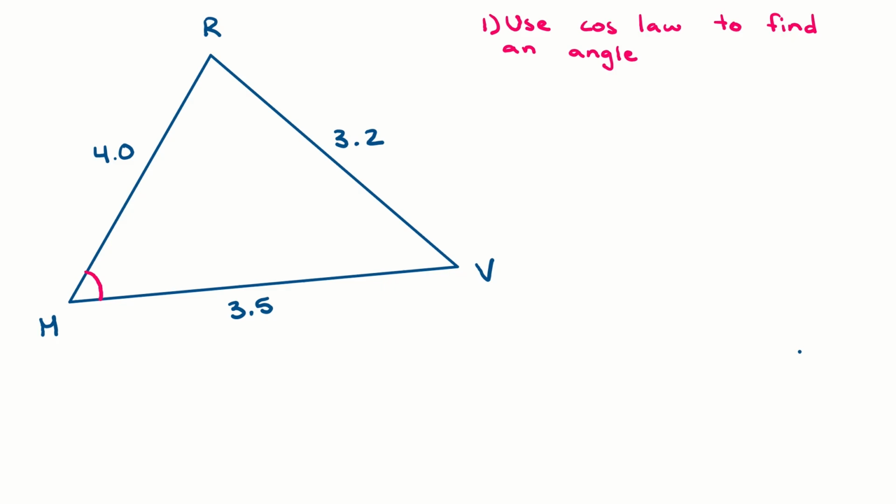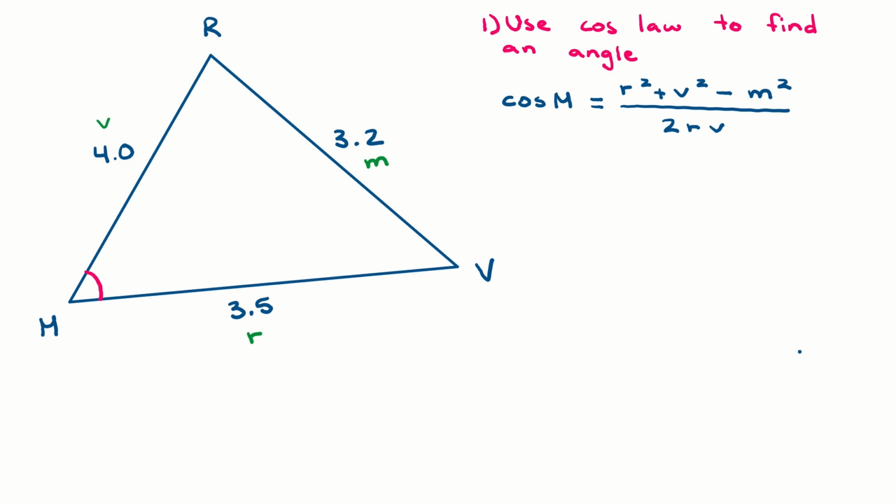So if we're using cosine law, remember cos of M would be equal to r squared plus v squared minus m squared over 2 times r times v. And I'm going to label this triangle with the sides just because we don't want to mix them up. So side r would be opposite angle R, side m would be opposite angle M, and side v would be opposite angle V.